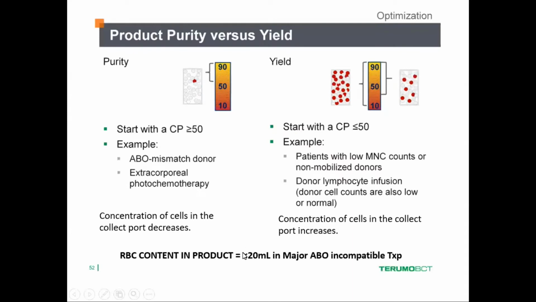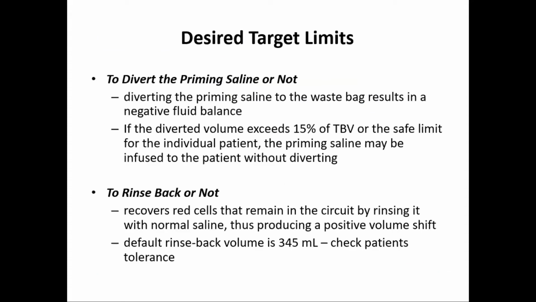So we should always remember the RBC content in the product should be less than 20 ml in a major ABO incompatible transplant. Okay. So based on this, you choose your collection preference, whether purity or yield should be taken in picture. So this I will skip.